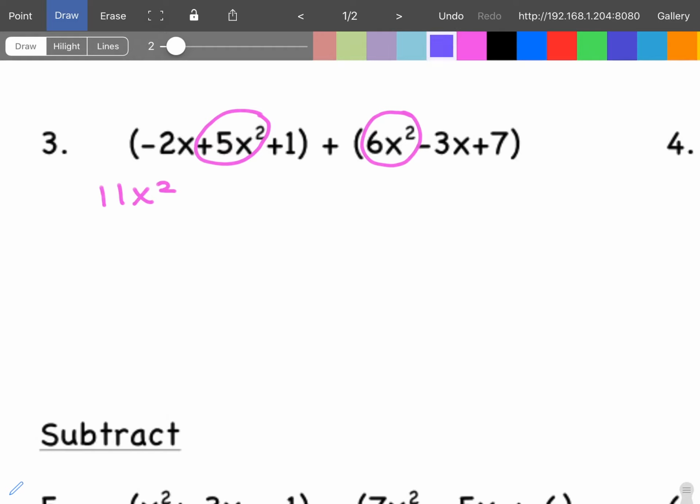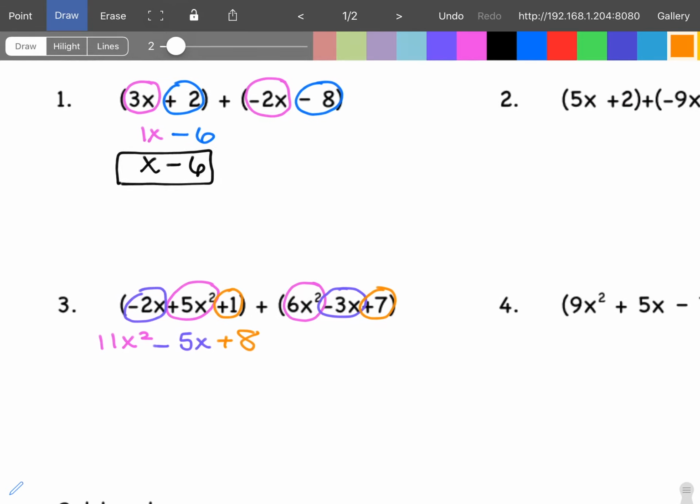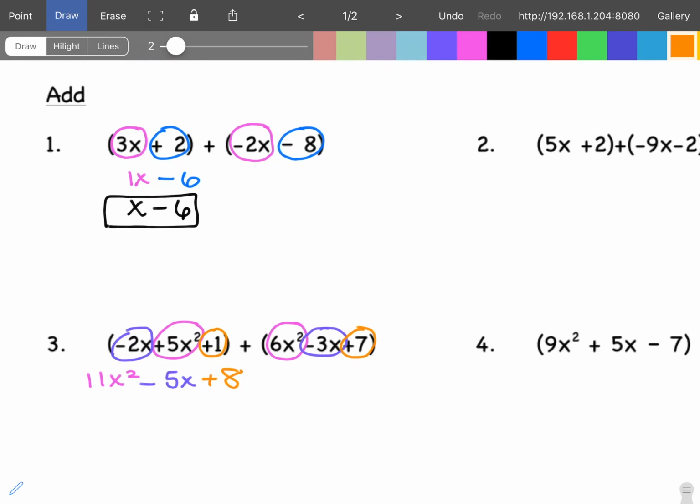And then after we add the terms that have the x squared, we go and look for any terms that have x to the first power, which are just the terms that have the x. So that would be a negative 2x and a negative 3x. So a negative 2x plus a negative 3x is a negative 5x. And then we add the positive 1 and the positive 7, which makes a positive 8. Now, please make sure you understand that there is nothing to solve here. These are not equations. We are simply simplifying some expressions here by adding binomials or trinomials.